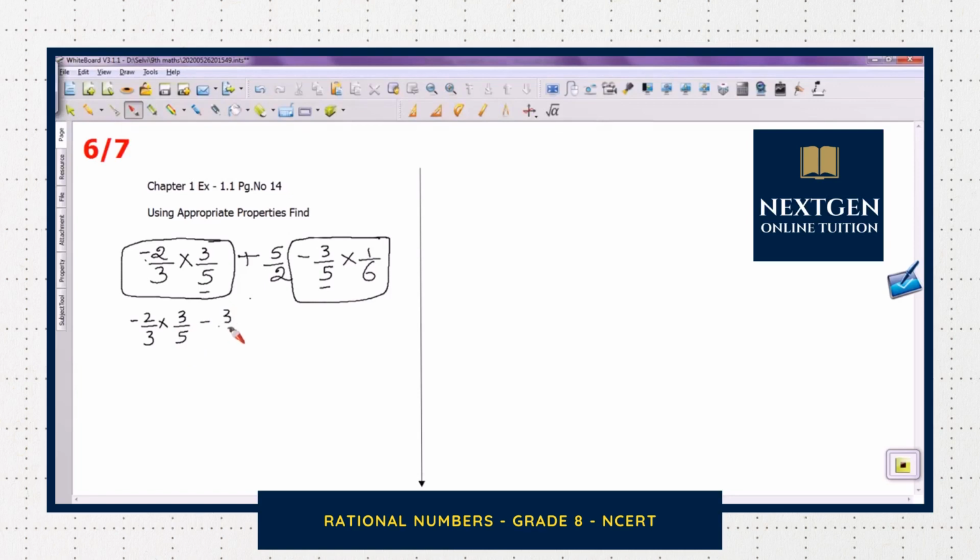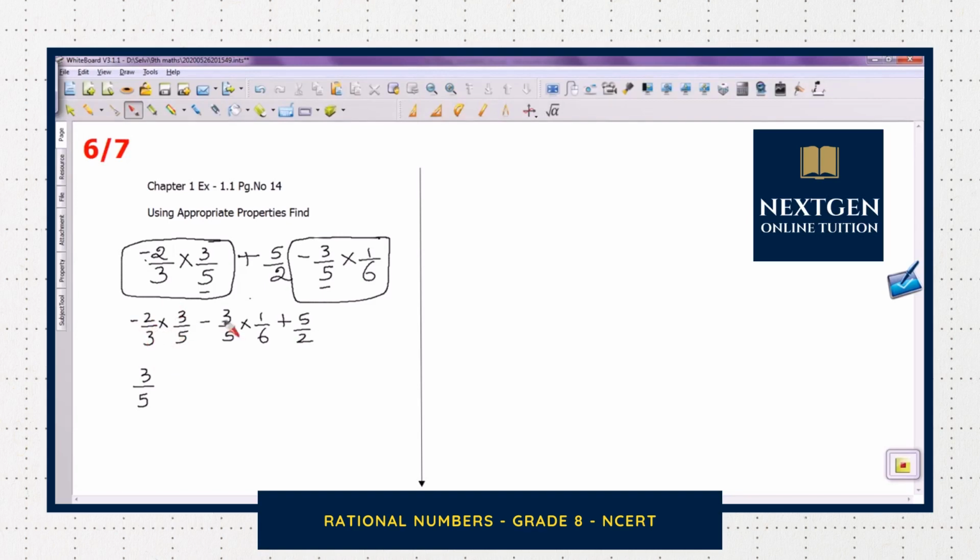Now I take this plus 5 by 2 along with the sign at the last, and these two are next to each other. Now I take 3 by 5 common outside. What is the common sign for 3 by 5? If I multiply these two fractions, my result sign will be minus. Here also minus. So I take minus outside.